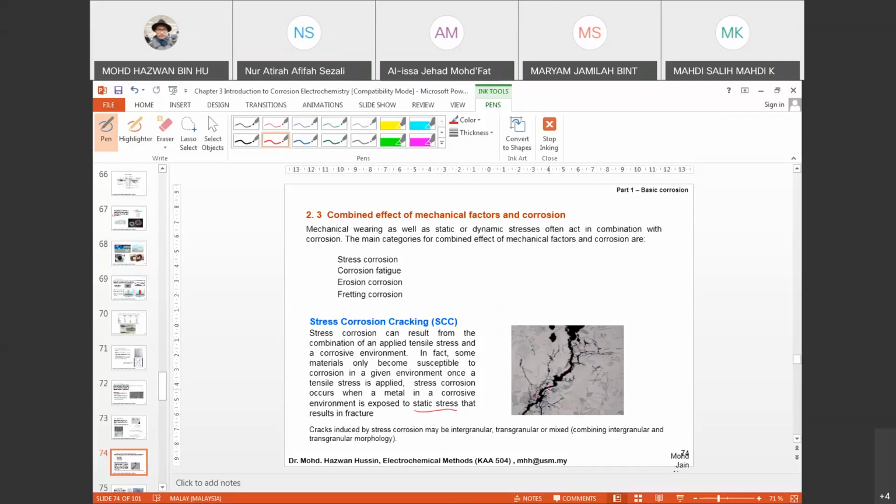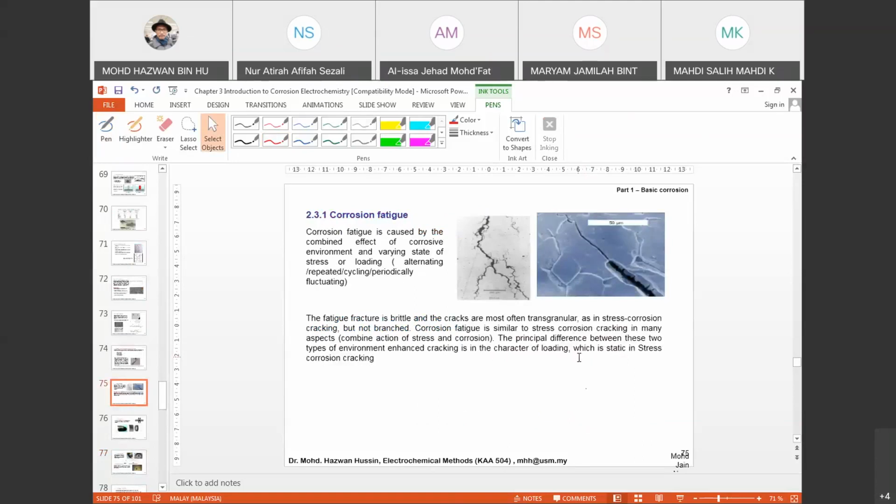So the cracks induced by stress corrosion may be intergranular, transgranular, or mixed, which means a combination of intergranular and transgranular. Intergranular normally is smaller forms of cracks. Transgranular is a combination of a few intergranular cracks. This is what you will get for stress corrosion cracking. Transgranular, and the small one is actually intergranular cracking.